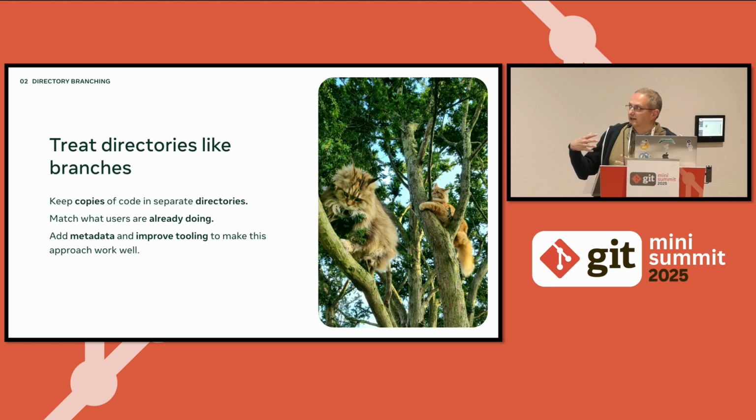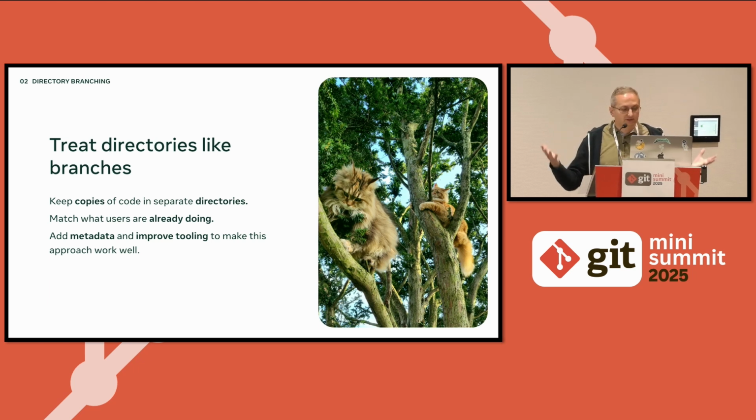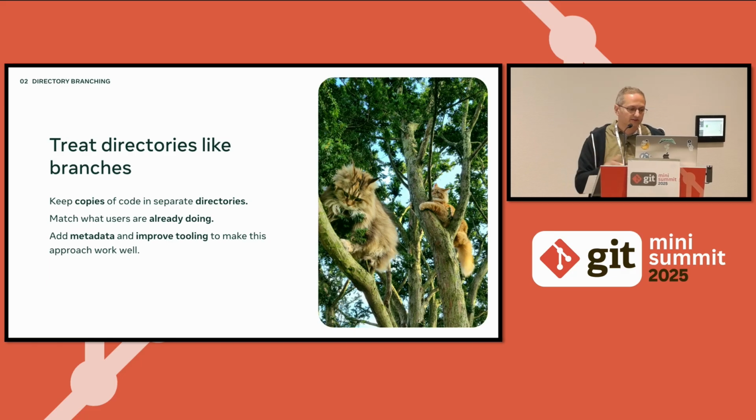So we added metadata and improved the Sapling tooling to make this approach work well. We wanted to make it so that you can have a directory branch, but then you can do things you would normally do on a branch to that directory.